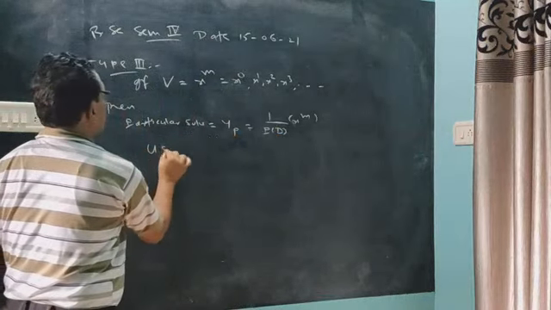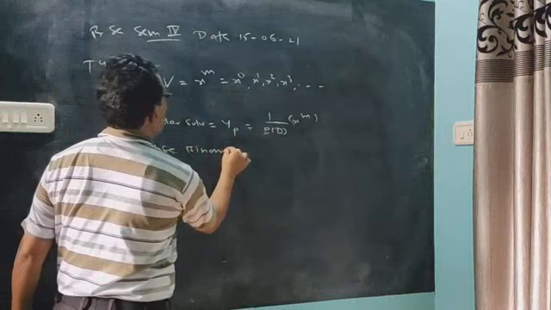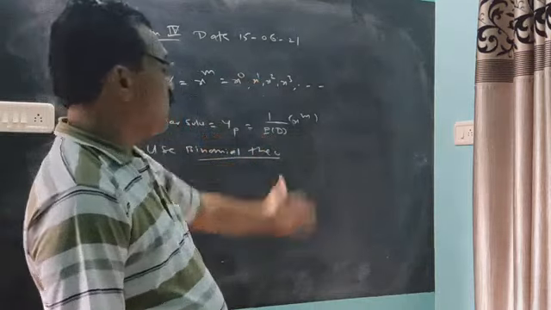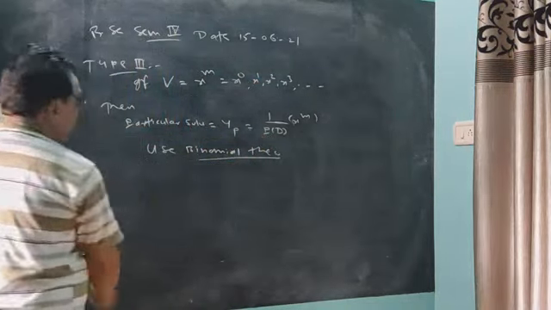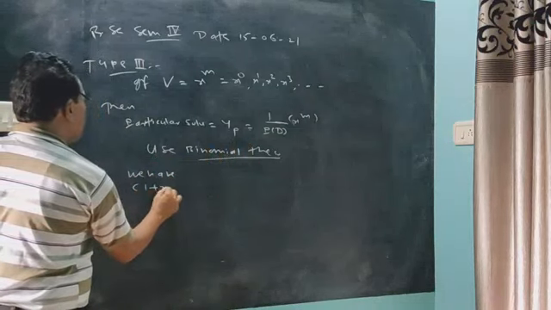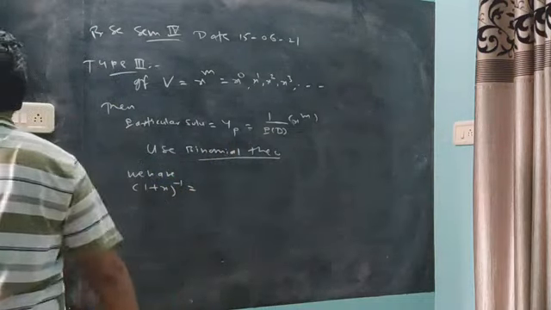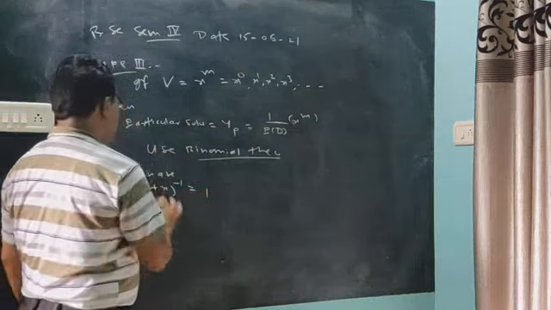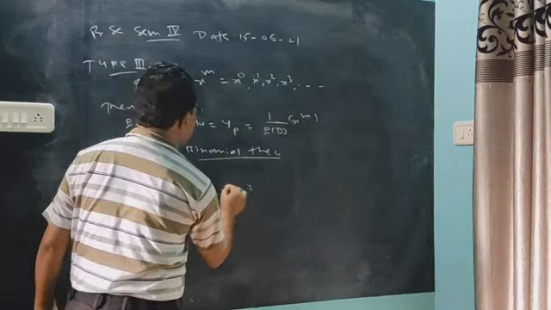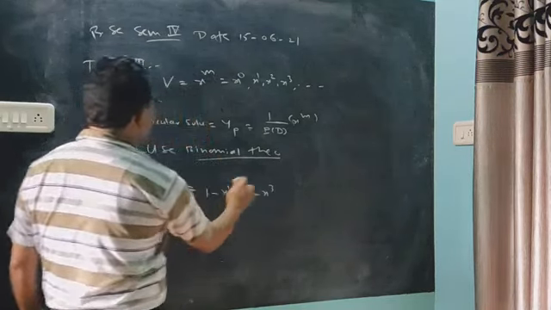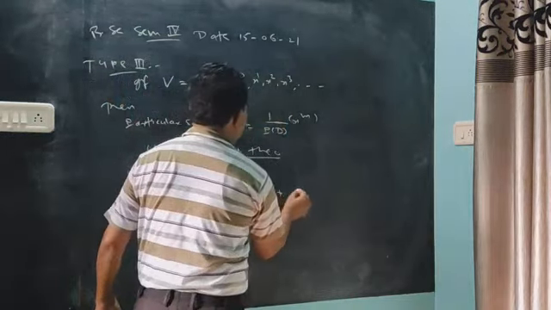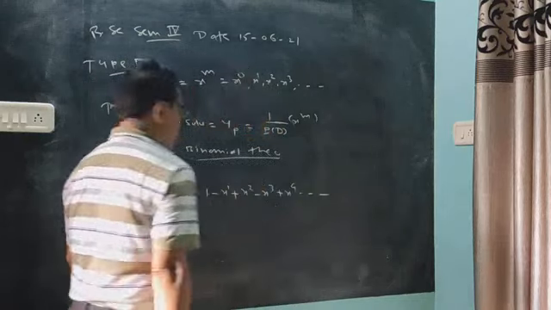No putting. We use the binomial theorem technique. Use the binomial theorem to solve this. What is the binomial theorem? We have the binomial theorem expansion. 1 plus x raised to power minus 1 equals 1 minus x, then plus x squared, then minus x cube, with alternating plus and minus signs, and so on, as the power increases.